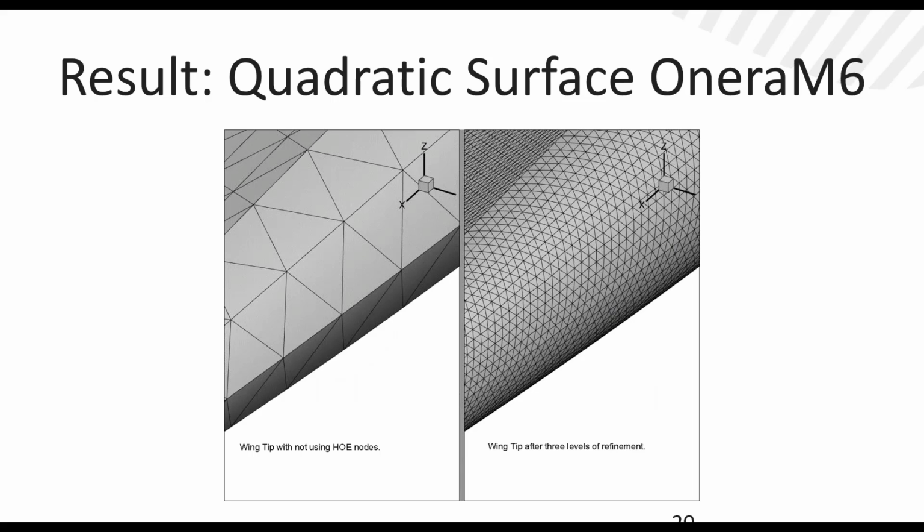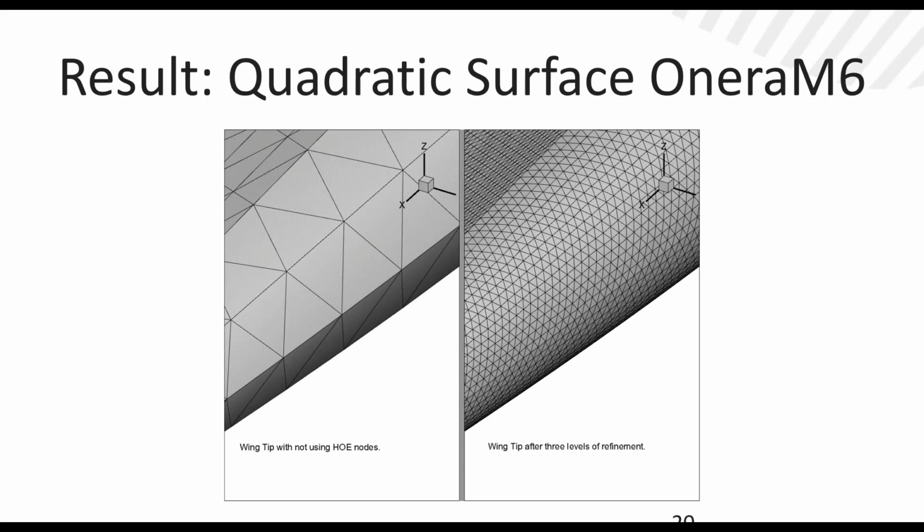Final result I'd like to show you is for surfaces. In this case, it's a quadratic surface, quadratic triangles, for the leading edge of the Onera M6 wing. The image on the left is what you would get if you threw out the additional nodes, the edge-centered nodes, and just treated them as linear elements. And you can see it's a pretty coarse representation of the leading edge. On the right is what you get after 3 levels of refinement. It's much smoother.